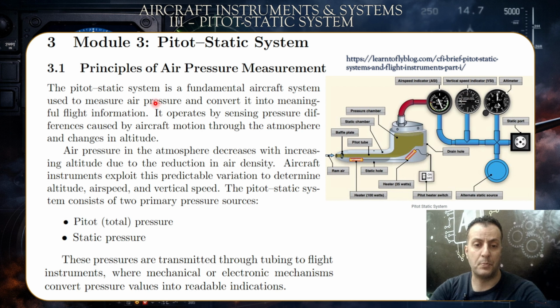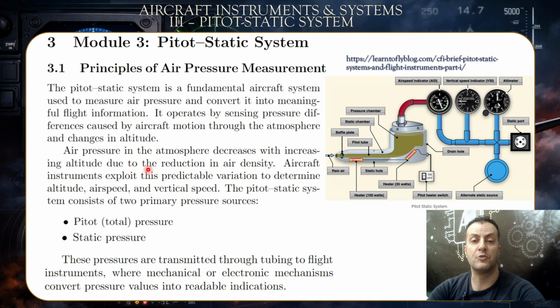Okay, so the pitot-static system is a fundamental aircraft system. It is very critical. You cannot go without it. This is how fundamental it is. It is used to measure air pressure and convert it into meaningful flight information. It operates by sensing pressure differences, as we mentioned before, caused by aircraft motion through the atmosphere and changes in altitude.